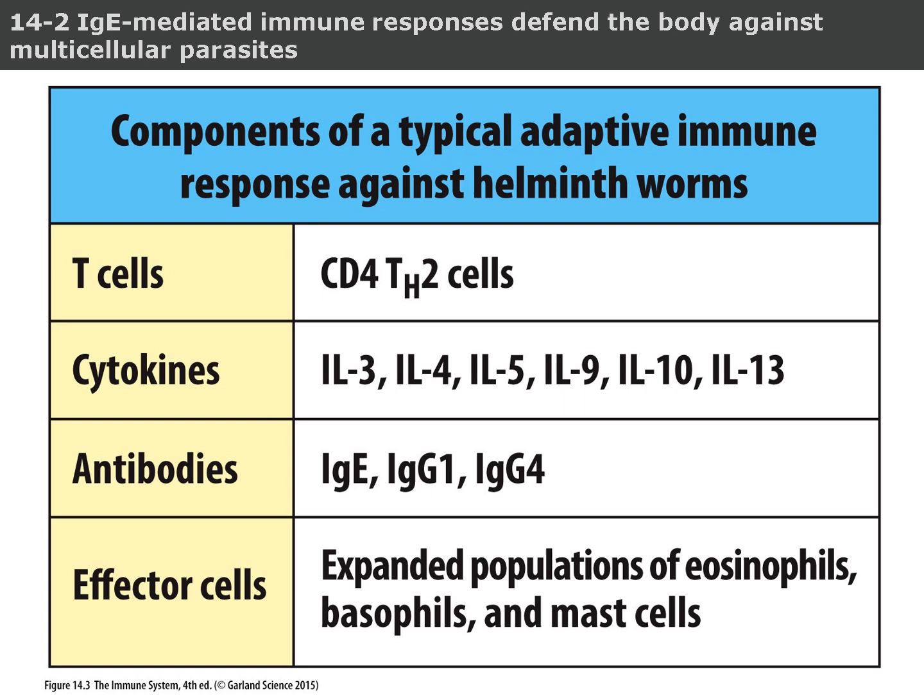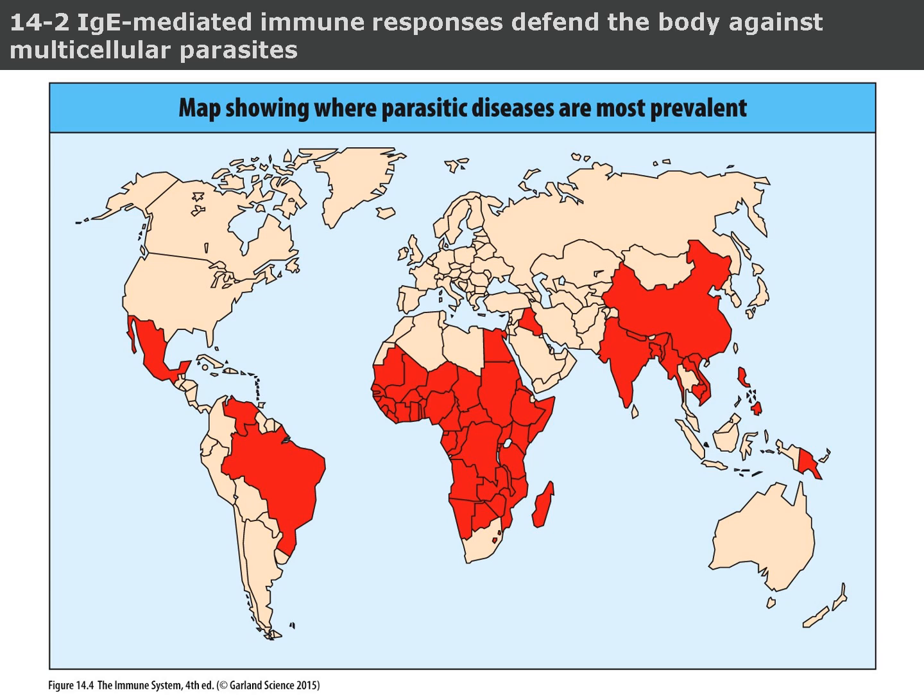This figure highlights how a coordinated effort involving T cells, cytokines, antibodies, and effector cells is required to effectively combat large multicellular parasites. This figure shows a world map highlighting the regions where parasitic diseases are most prevalent. The areas shaded in red represent countries and regions where infections caused by parasitic organisms, including helminths and protozoa, occur frequently and pose major public health challenges.